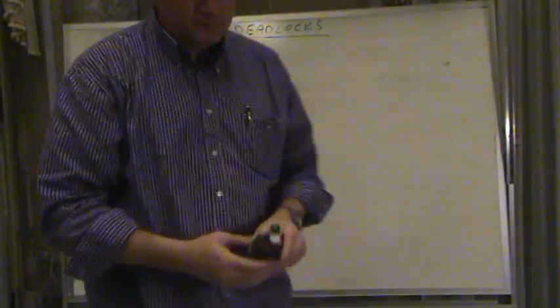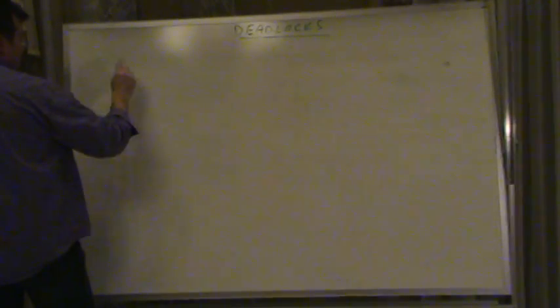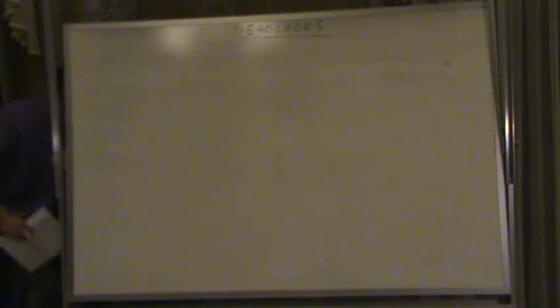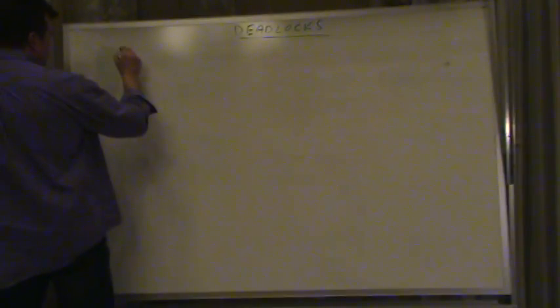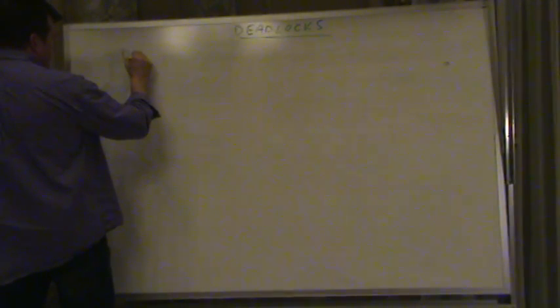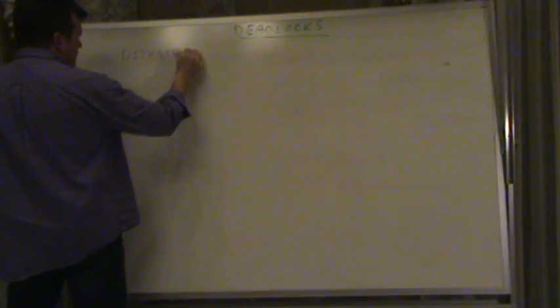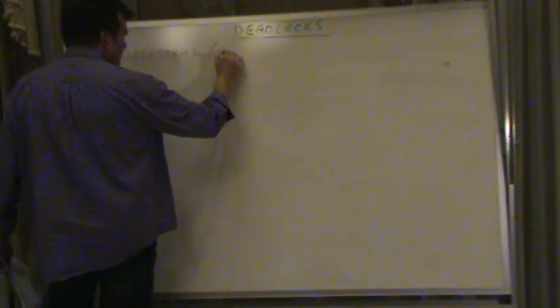Let's take a look at an example like this. This is a topic that is called Dijkstra's banker's algorithm. It's the same Dijkstra we talked about when it comes to semaphores.